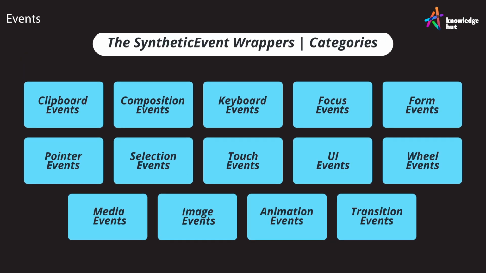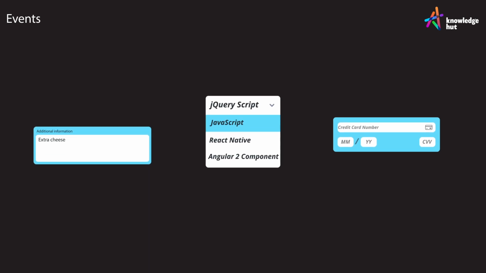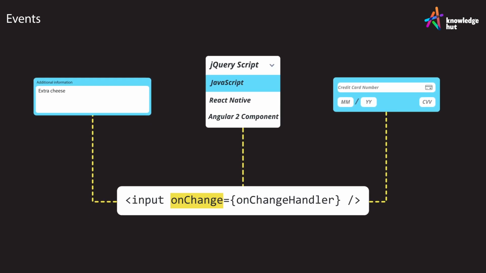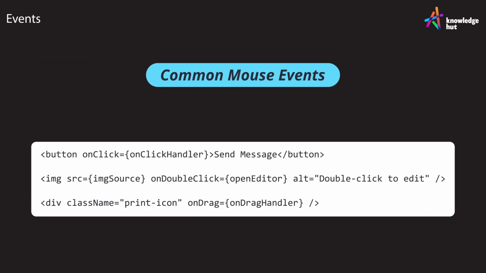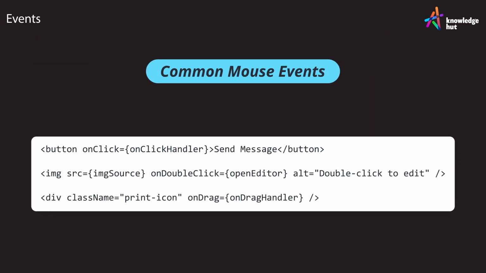The synthetic event system offers a comprehensive API that covers most use cases. Here are all the categories of events that you're allowed to work directly in React. For instance, when working with form fields such as input boxes, drop-down menus, text areas, and others, the onChange event handles most scenarios, providing a simple way to access user input. Similarly, you get a wide array of events for the mouse, such as onClick, onDoubleClick, onDrag, and more. You also get events for touch-based input as well, among other things.